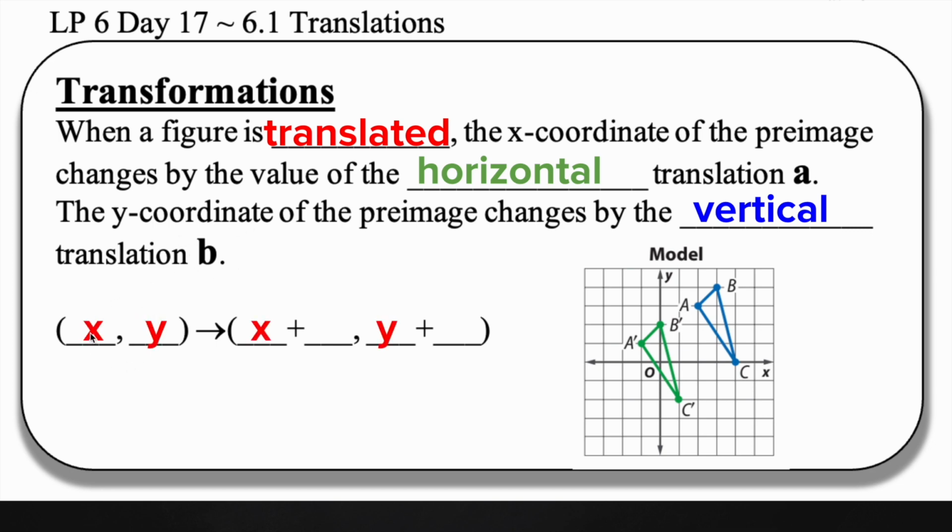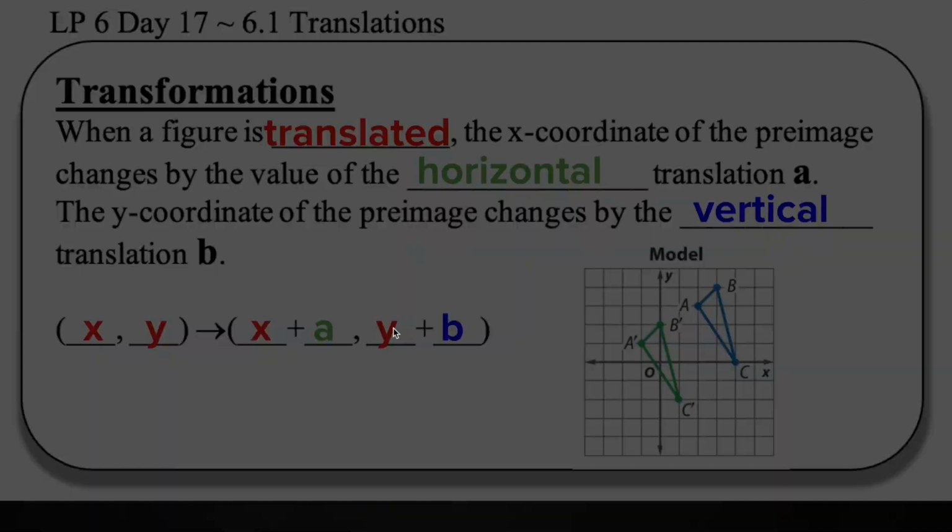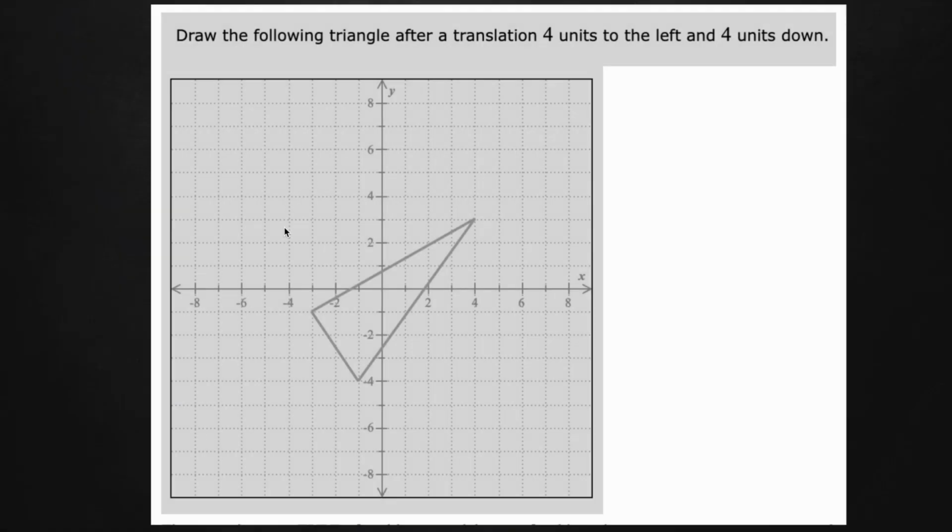So that means if I start with x, y, my regular coordinate, then I'm going to add my horizontal change to x and my vertical change to y. So let's go ahead and take a look at this.